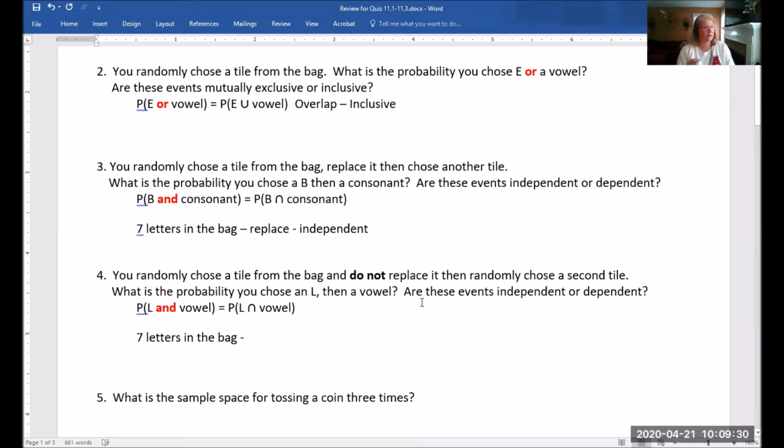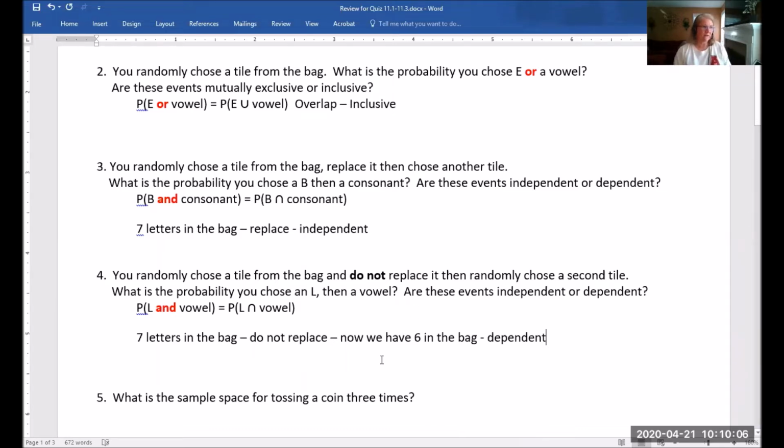So if we took one out, do we still have 7 letters in the bag? Come on, give me some responses here. No. Right? So this time when we took that, it says we do not replace, right? So what does that mean? Now we have 6 in the bag, right? That's what tells us this is a dependent. This is a dependent event, y'all, okay? That's what tells us this is a dependent event, okay?